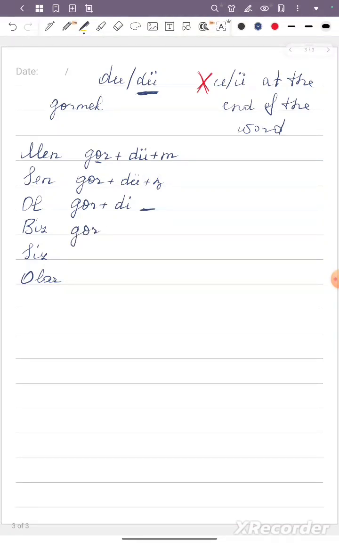Biz gördük. Siz gördünüz. And olar gördüler. So, men gördüm. I saw. Sen gördün. You saw. Ol gördü. He, she saw. Biz gördük. We saw. Siz gördünüz. You saw. Olar gördüler. They saw.